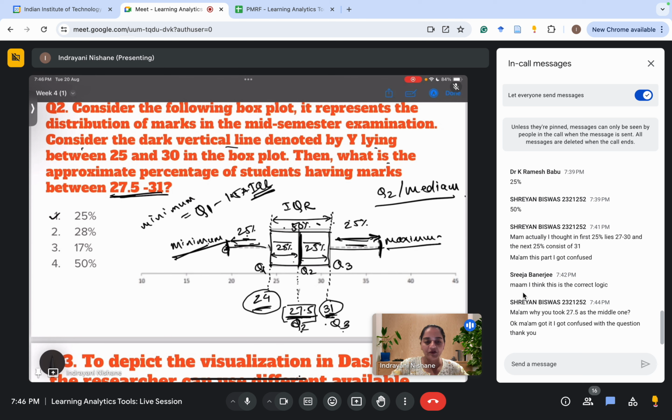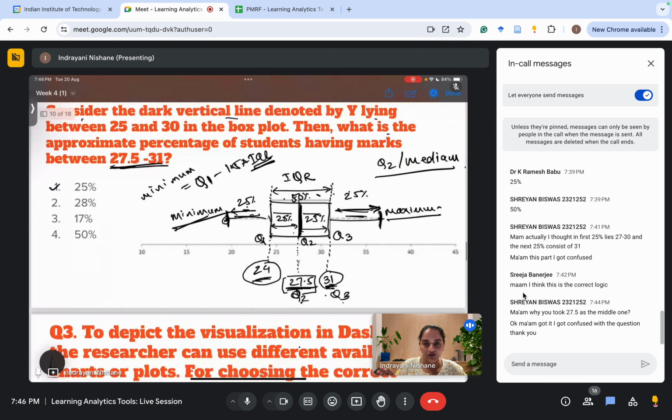So this was the perfect example of how we used different analytics to optimize the learning environment for us. Shreyan and Shrija, I hope there is no confusion now, and you are clear about how we are interpreting this box plot. Don't get confused with the standard notation.